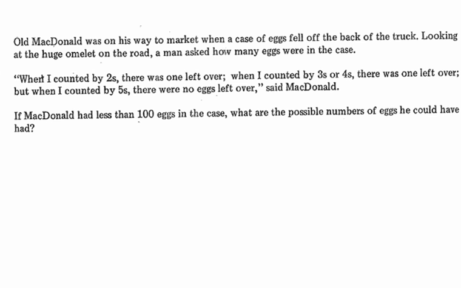Again, we have the whole idea of figuring out those clues. So when we counted by twos, there was one left over, or threes or fours. But when we counted by fives, there were no eggs left over. So that means that that number, whatever it happens to be, is a multiple of 5, but it's also less than 100. So you can even start with just the multiples of 5. So 5, 10, 15, 20, 25, 30, and so on. So you get that list, and then go through with your other clues.